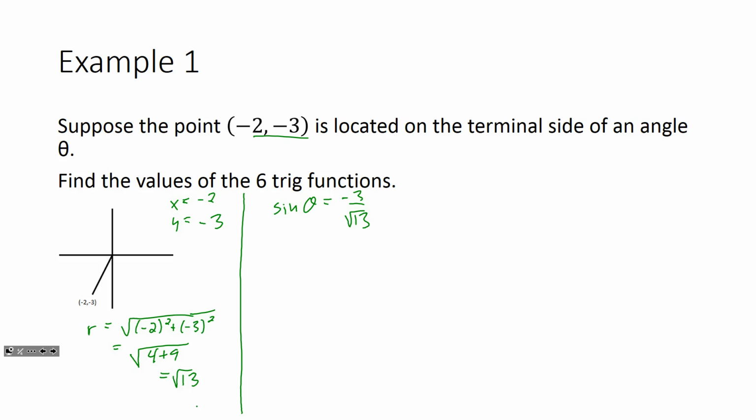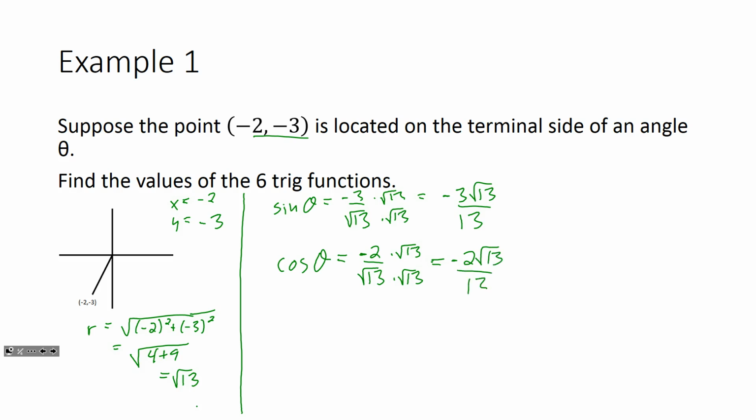We could rationalize the denominator here by multiplying numerator and denominator by the square root of 13, and we will have negative 3 square root of 13 over 13. For the cosine of theta, we will have x over r, so that would be negative 2 over the square root of 13. I will rationalize the denominator. We will have negative 2 square root of 13 over 13.